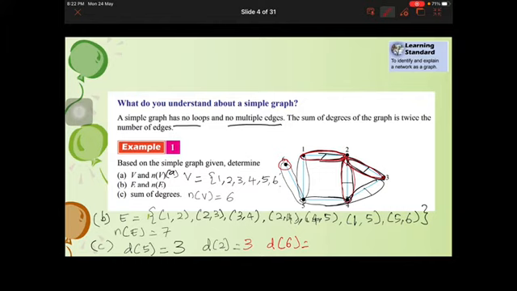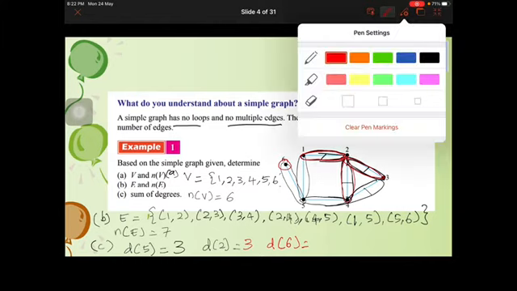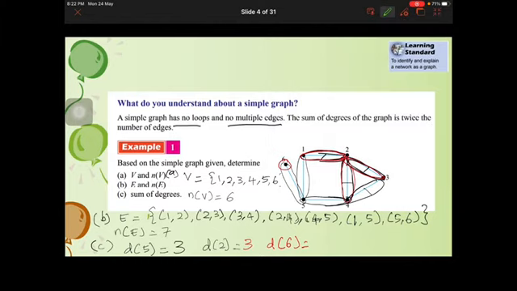So we have only one edge, okay, that connects to vertex 6. So the degree for 6 is 1. So the sum of degrees is actually twice the number of edges, okay.